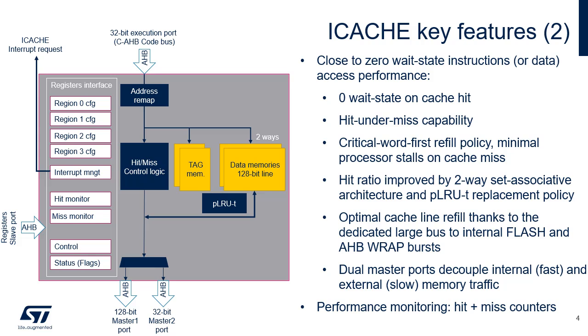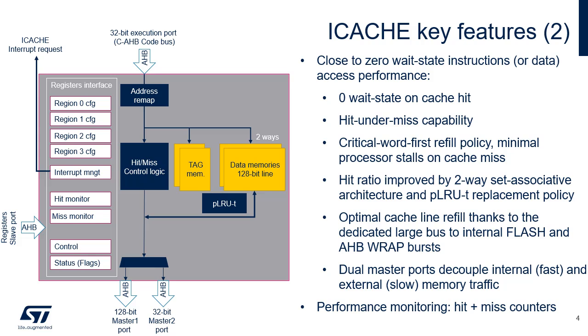The hit ratio is improved by the two-way set associative architecture and the pseudo least recently used based on binary tree, or PLRUT, replacement policy. This algorithm is a good trade-off between hardware complexity and performance. Thanks to the wide 128-bit bus, a cache line refill from flash only requires a single data transfer, because 128 bits represent exactly a 16-byte cache line.